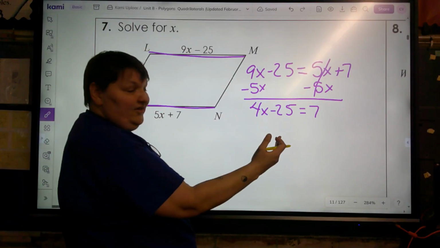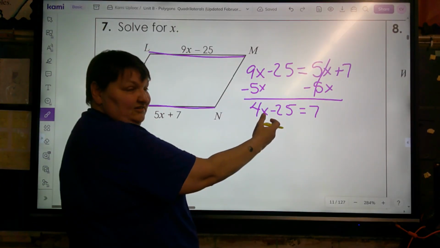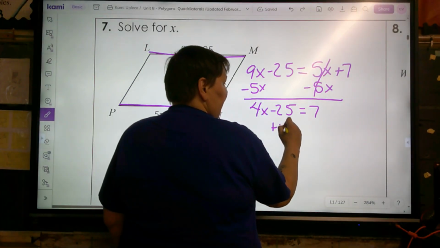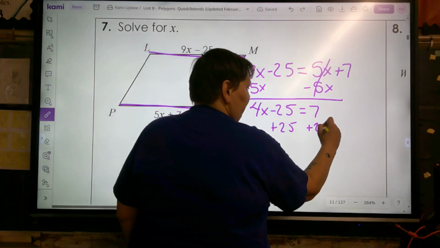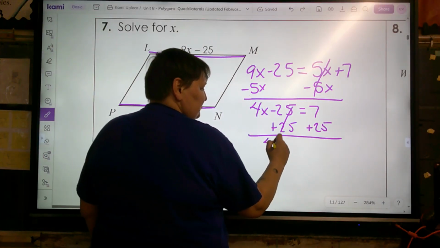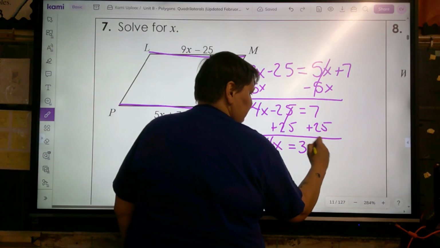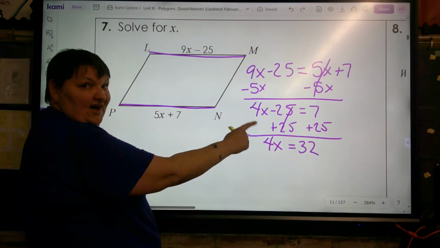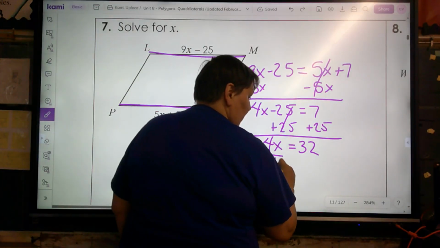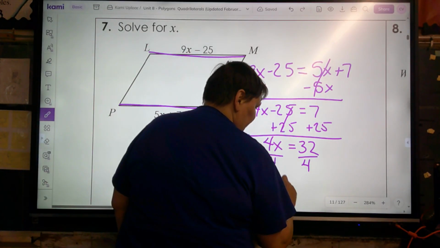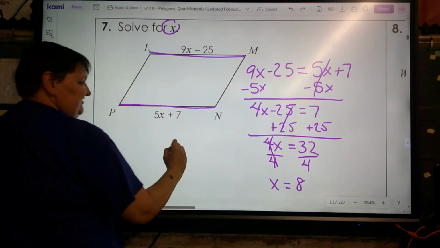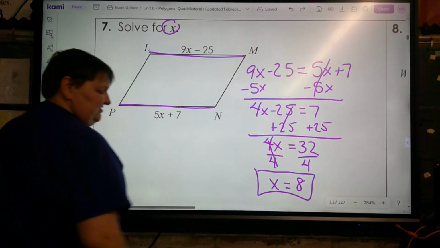Use the inverse, the opposite, to cancel the constant. The constant is the number without the variable. So we're going to add 25 because that's the opposite. Leaves us with 4x equals 32. This is 4 times x. The inverse, or opposite, would be to divide by 4. X is equal to 8. All it did was ask for x, so x is equal to 8 is your answer.